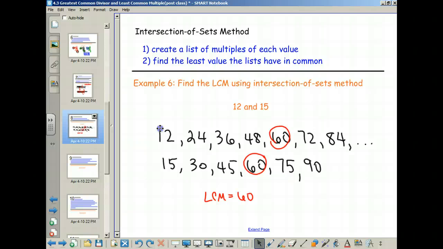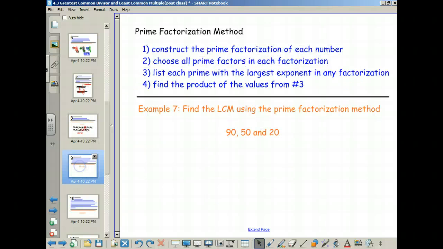So what happens then if we have numbers that don't match up as quickly? Not necessarily that these don't, but I need to show you other methods that would be helpful if they didn't match up so quickly. Prime factorization, we've seen that one before, right? We saw that for greatest common divisors. We're going to find the prime factors of each of these.